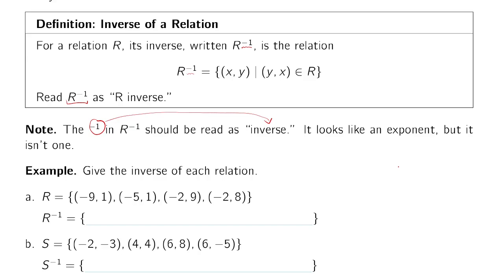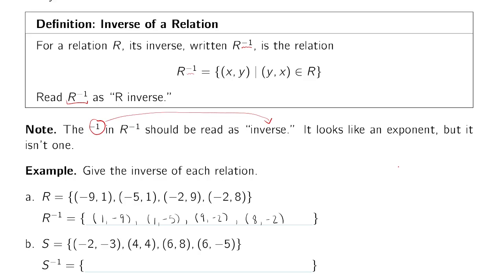So here I have -9, 1. Reversing that order, I have 1, -9. Here I have -5, 1. Reversing that order, I have 1, -5. I have -2, 9. Reverse that and we get 9, -2. -2, 8. Reverse that, we get 8, -2. So we just reverse the order of all of the pairs.